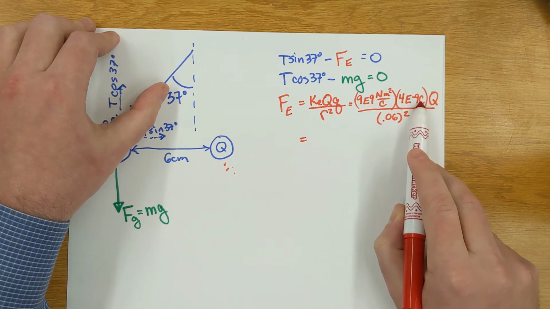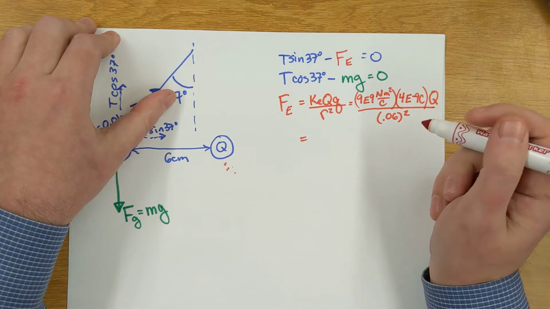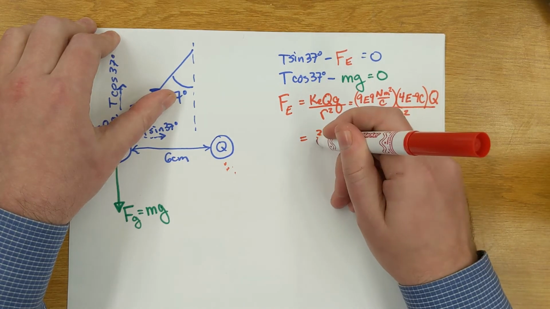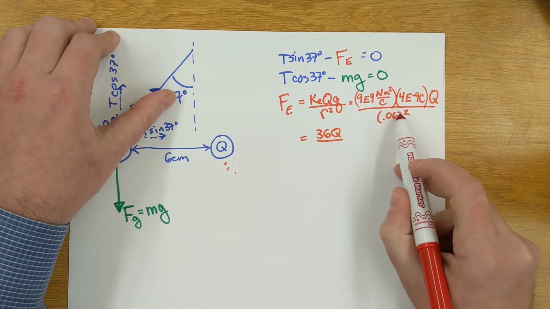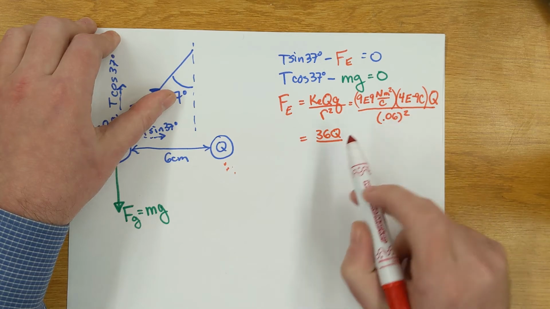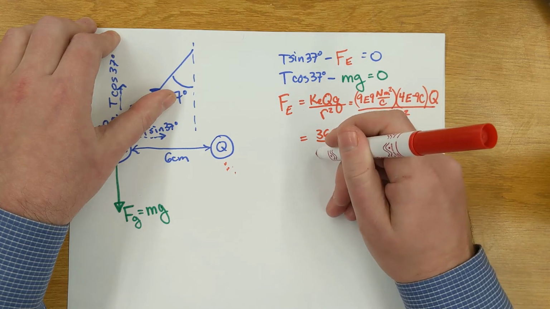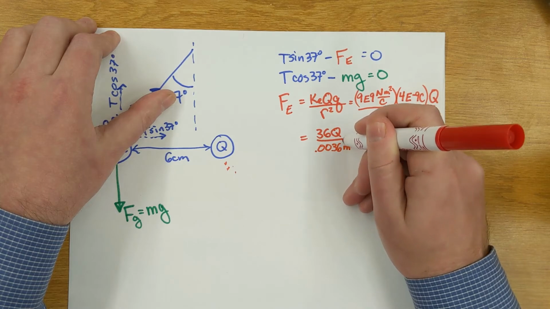That is going to cancel and give me just 1, and 9 times 4 is 36. So we have 36Q over 0.06 squared. That's 6 times 10 to the minus 2 squared. So that's 3.6 times 10 to the minus 3, or 36 times 10 to the minus 4. So this is going to be 0.0036 meters squared down here.